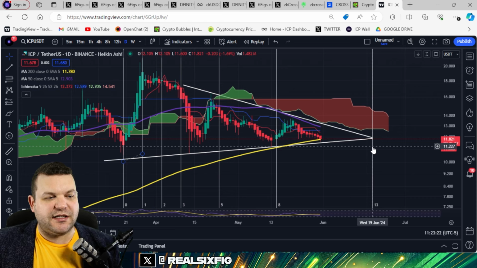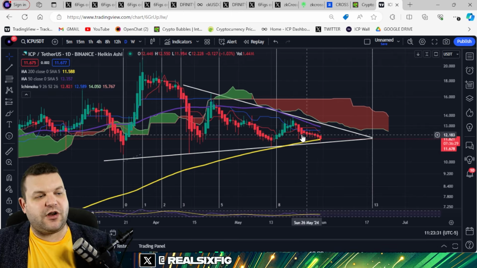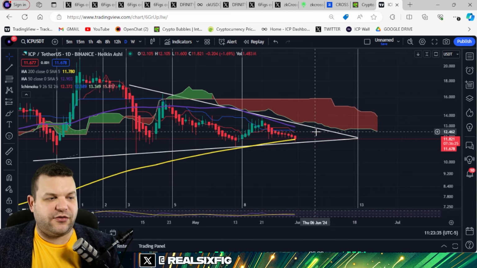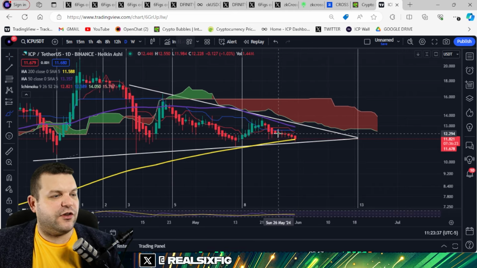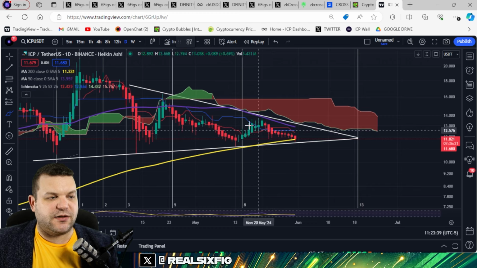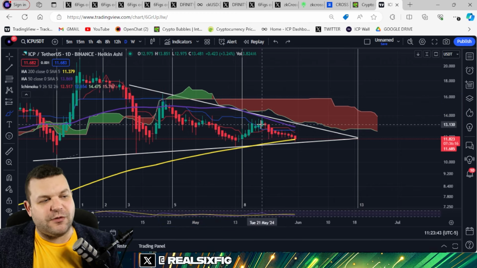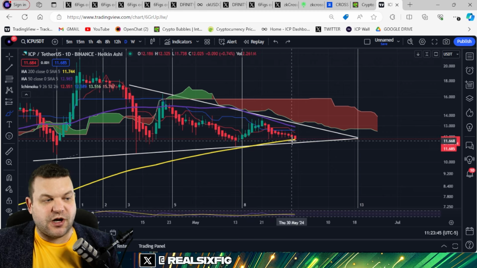Type in June 19th, Fibonacci time sequence on the daily chart. ICP, check in with 6 figs. So there's a whole lot going on here. The death cross, folks, for those of you that don't know what the death cross is, it's where price action comes down, breaks through the 50 moving average, breaks through the 200 moving average, although it hasn't done that yet.